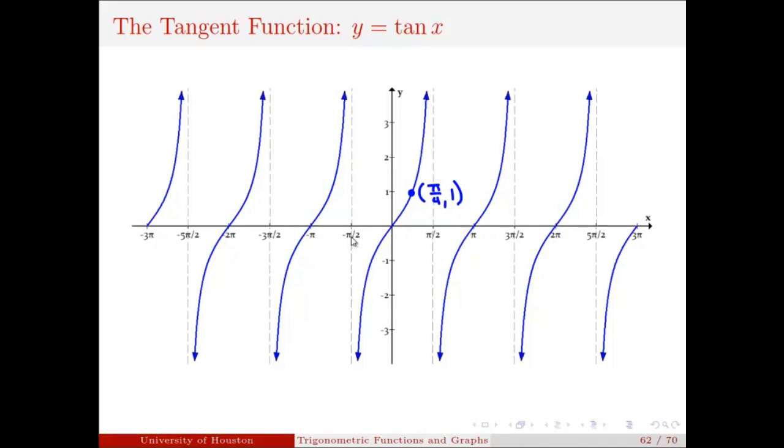In contrast with the sine and cosine functions, notice that the period of the tangent function is pi. The domain of the tangent function will exclude all odd multiples of pi over 2, and the range of the tangent function will be all real numbers.